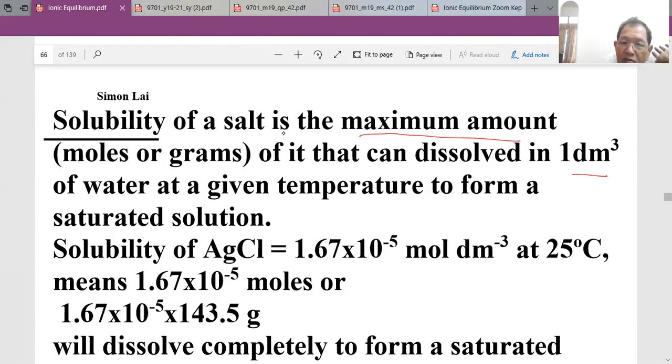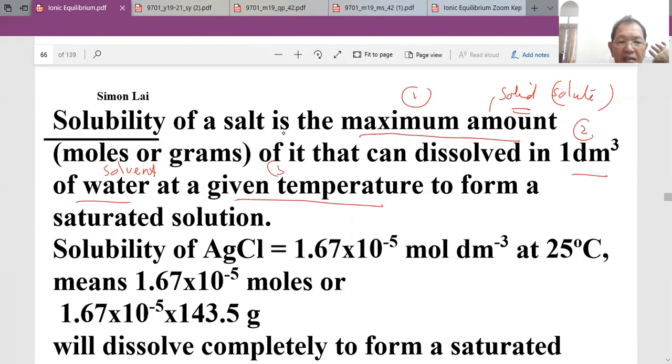So first of all, it is the amount that will dissolve. Second, in the solvent: this amount of solid is the solute, and you put it in 1 dm cube of the solvent. Third, the temperature is important, because at higher temperature, it is more soluble. Fourth is important: to form a saturated solution. That means you dissolve until it can dissolve no more. How do you know? Once you see a bit of the solid remains undissolved, that means I have formed a saturated solution. It means no more can dissolve.